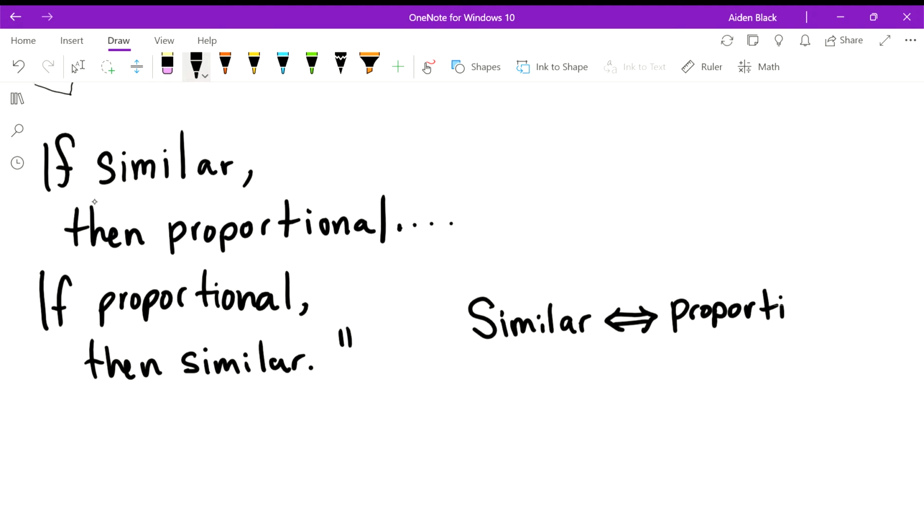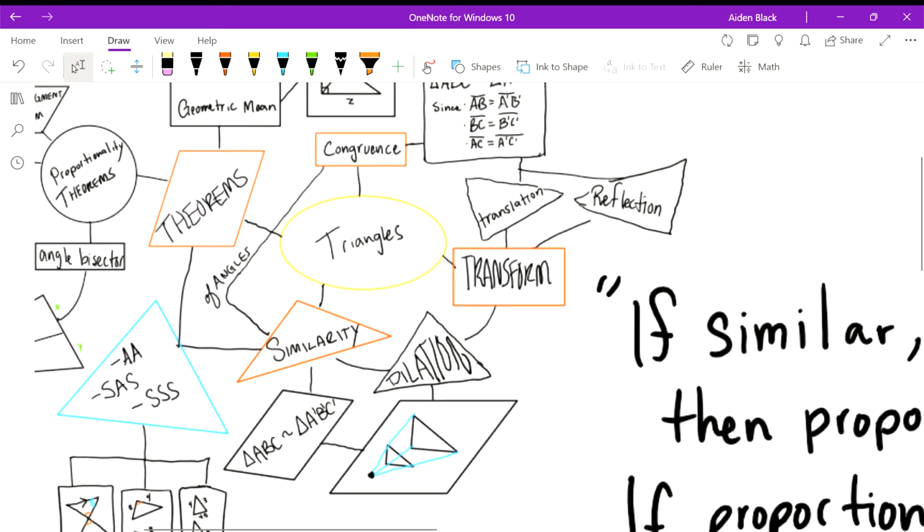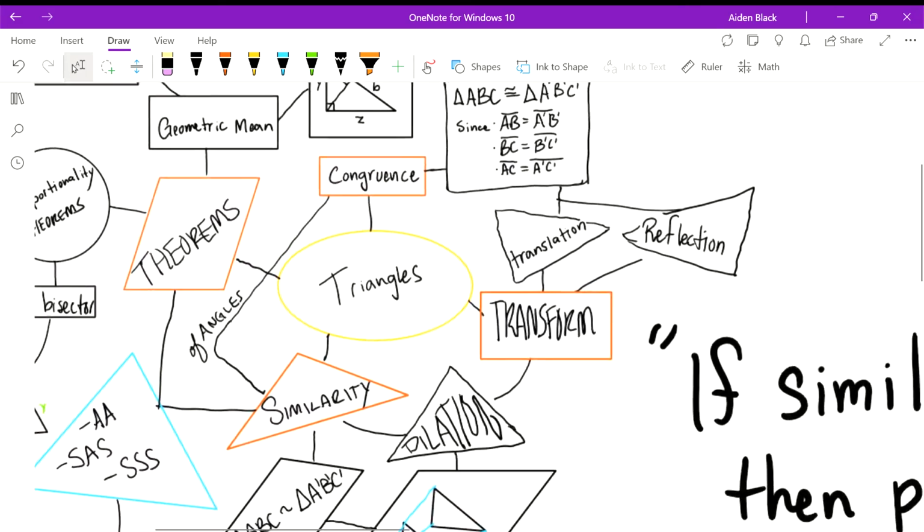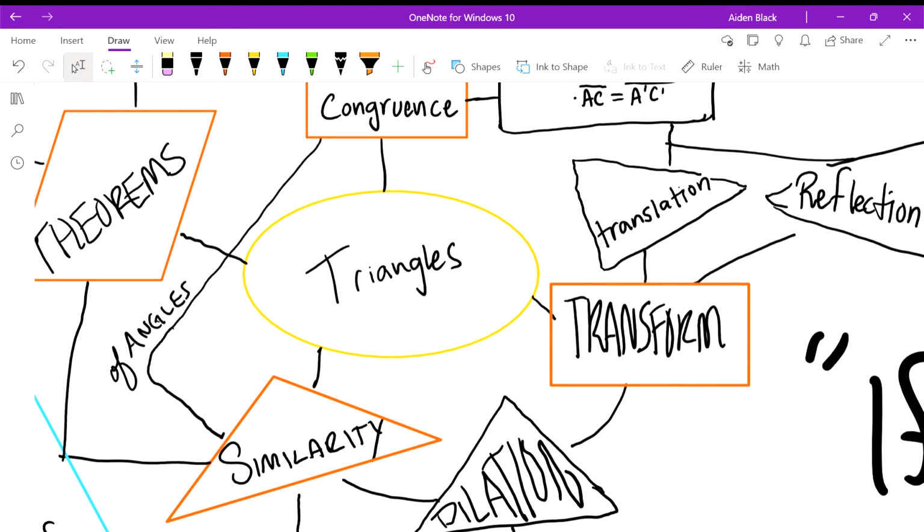So I could have just written my quote like this. It would have meant the same exact thing. Okay, so my central theme here is triangles. See, it went off to the left quite a bit, but let's just take a quick walk through.